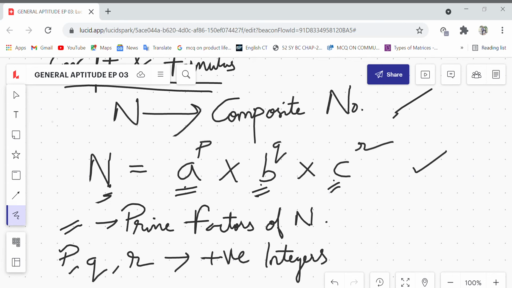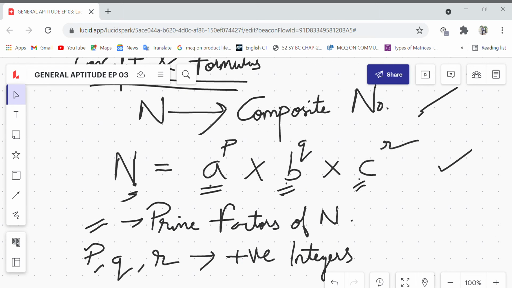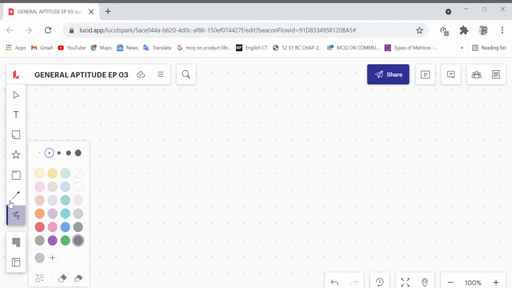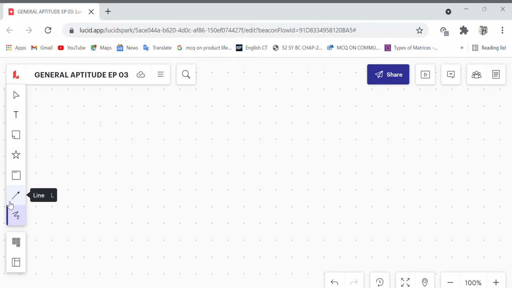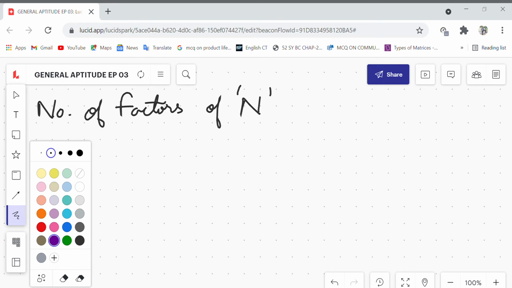Now let's move to some of the formulas. Now if you haven't taken a screenshot, you can take. Done. Okay. Now formula. Suppose in the question it is given, find the number of factors of a number. So if you are going to find the number of factors of some n number, then what will be the answer?